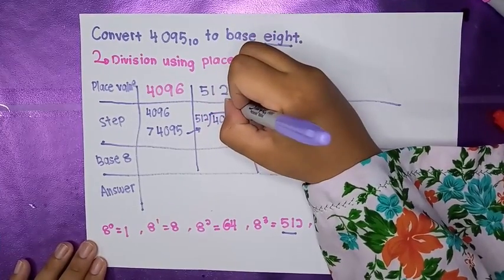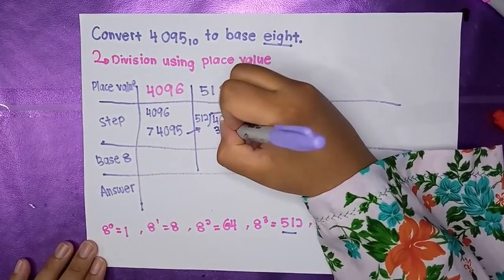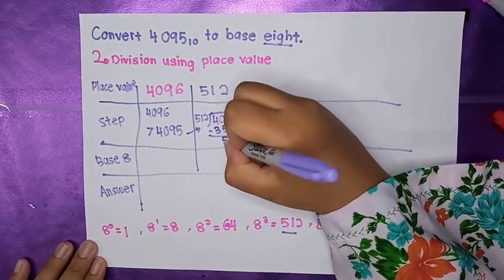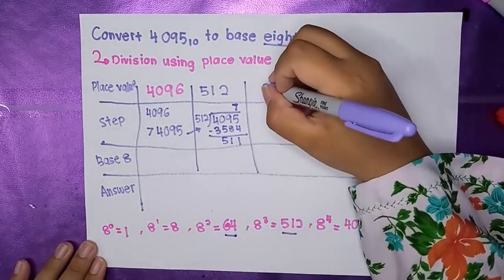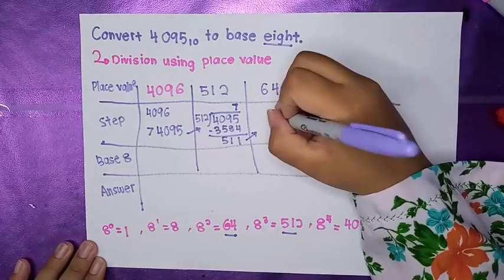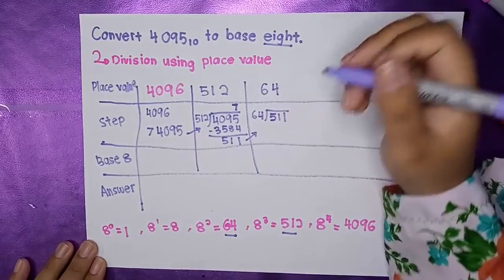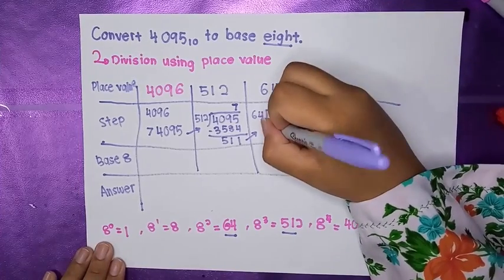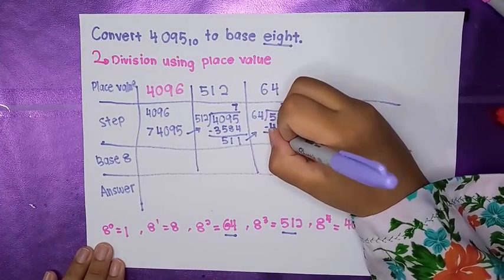512 times 7, then we can subtract this, which is 3584, and then we get the balance 511, and then we write the next place value, which is 64, and 511 we're gonna move to the next box. 511 divided by 64, okay, 64 times 7, we get 448, balance 63.